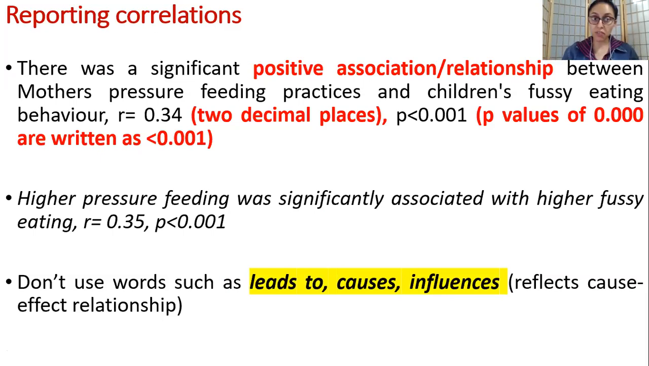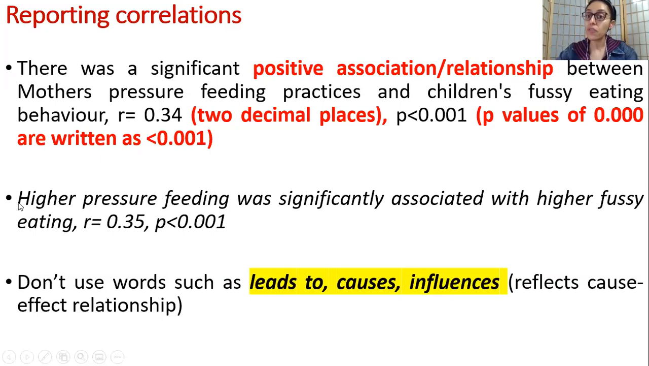So a positive R means the result is saying that more pressure feeding, more fussy eating behavior. Then the p-value I have written is less than 0.001. Now guys, this is a very common mistake which I have seen among my students as well. When you see the SPSS output, you will see that the p-value is 0.000. Whenever you have 0.000, that is not how you write the answer. You would write this as less than 0.001. That is very important.